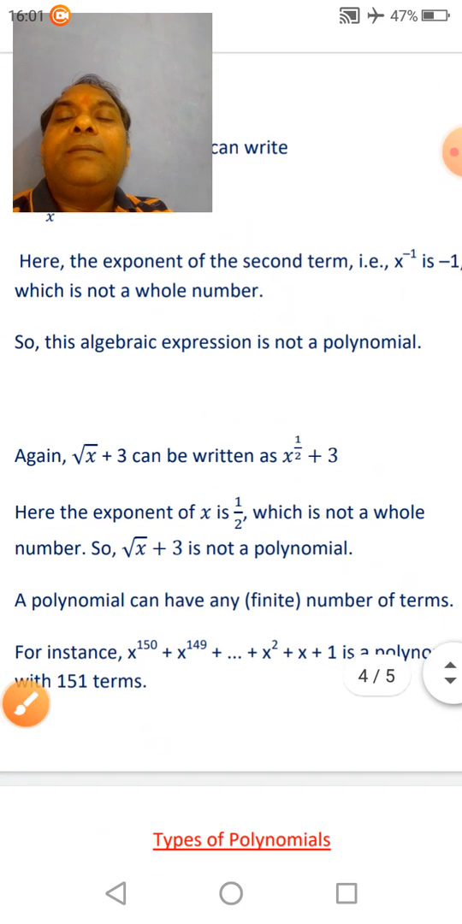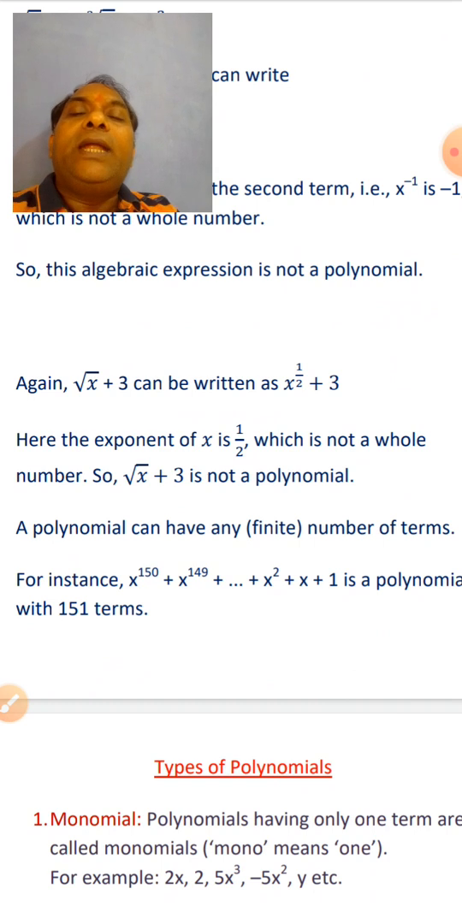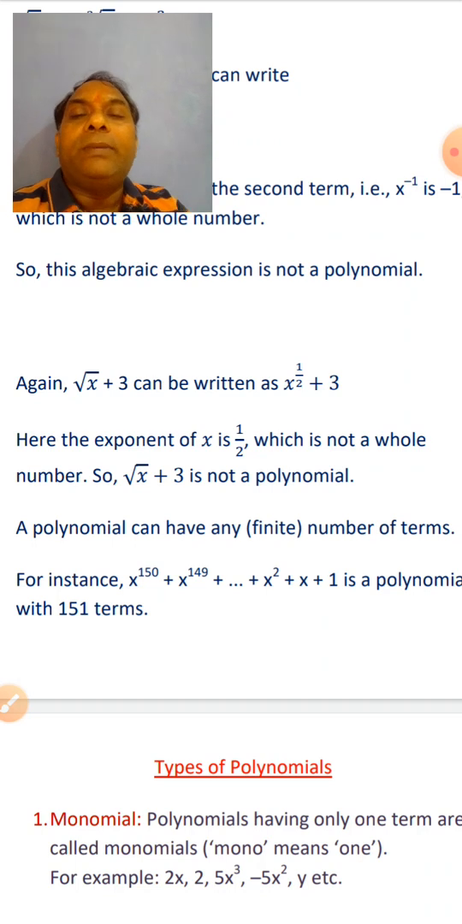Clear? So if the exponent of a variable is not a whole number, then the given expression is not a polynomial. You have to remember it. Clear? So algebraic expressions will be polynomials if the exponents are whole numbers. You have to remember.